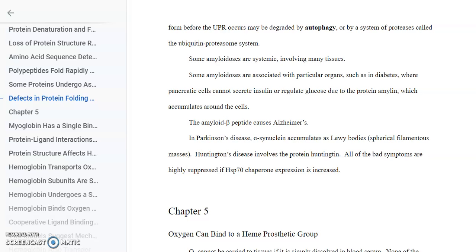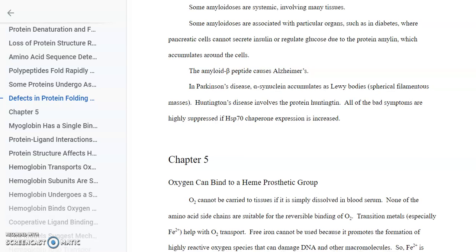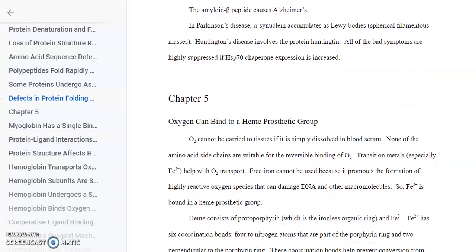Some amyloidoses are associated with particular organs, such as in diabetes, where pancreatic cells cannot secrete insulin or regulate glucose due to the protein amylin, which accumulates around the cells. The amyloid beta peptide causes Alzheimer's. In Parkinson's disease, alpha-synuclein accumulates as Lewy bodies, which are spherical filamentous masses. Huntington's disease involves the protein huntingtin. All of the bad symptoms are highly suppressed if HSP70 chaperone expression is increased.